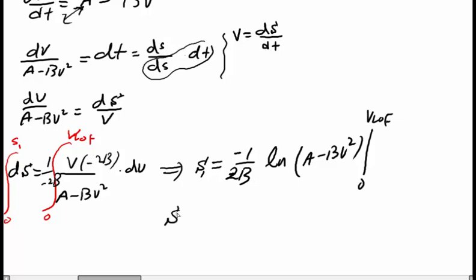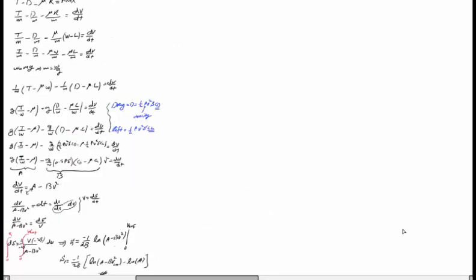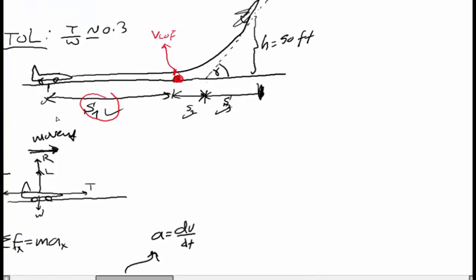You need to substitute V from 0 to V liftoff, so S1 will be minus 1 over 2b, ln of a minus bV liftoff square, minus ln a. This is the first segment. We calculate the distance here. Now we move to the other segment, which is S2, as I said here. We calculated S1, and we need to calculate S2, which is easier than this one. It's not very long.